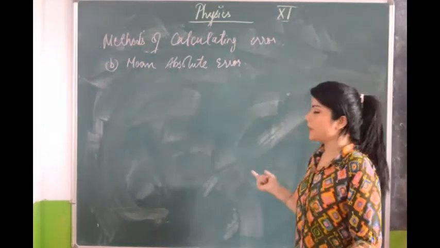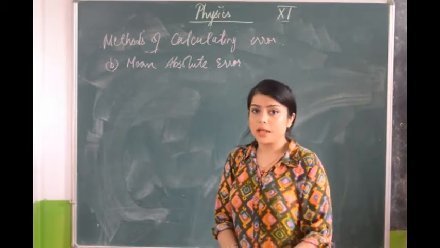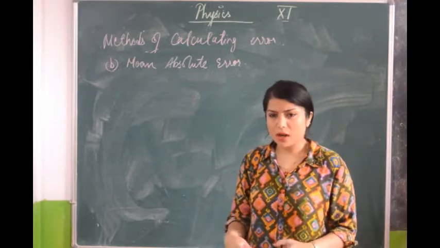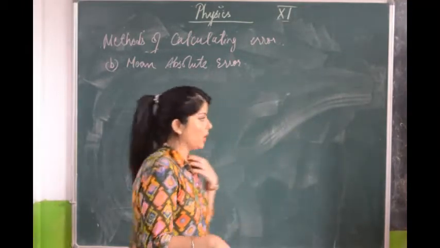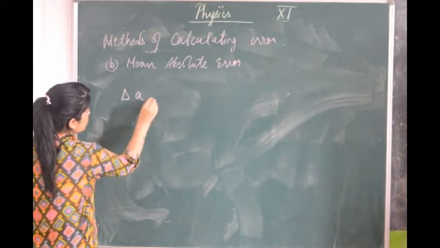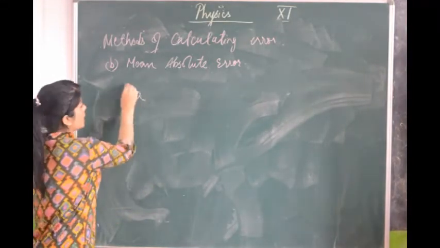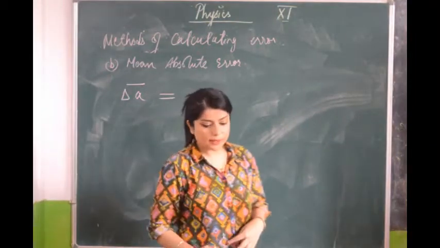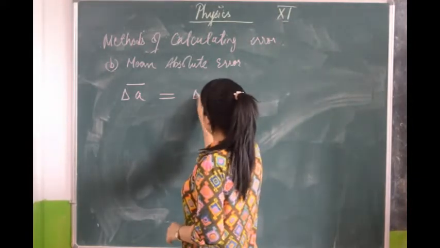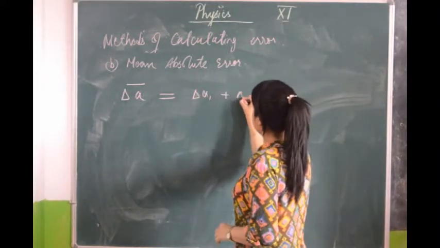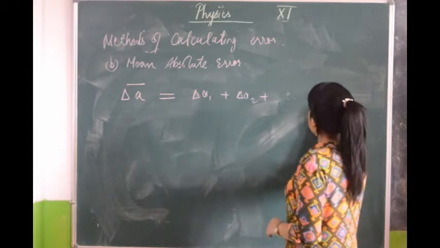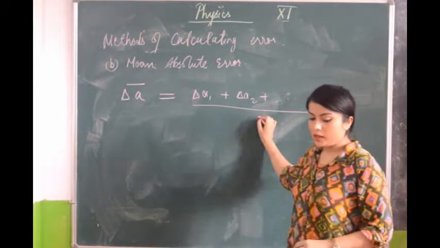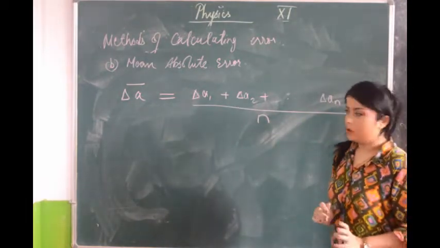Now the second type of error is mean absolute error. The first one was absolute error. This is the mean of absolute error. So we can understand it that way. Mean of absolute error is denoted by, this was your absolute error, mean is denoted by a bar. So mean absolute error is the first absolute error plus the second absolute error plus the nth absolute error, divided by the number of observations.